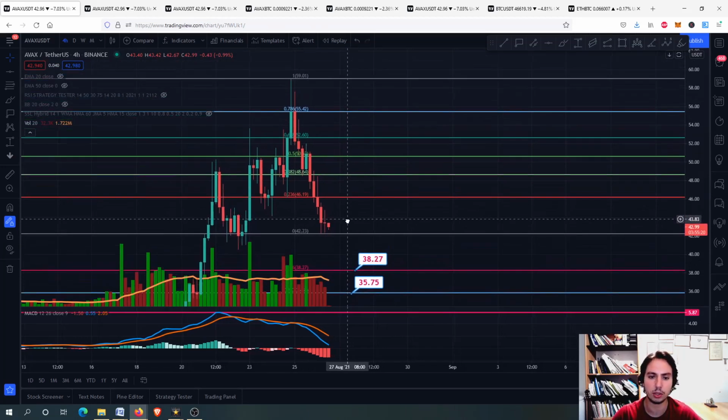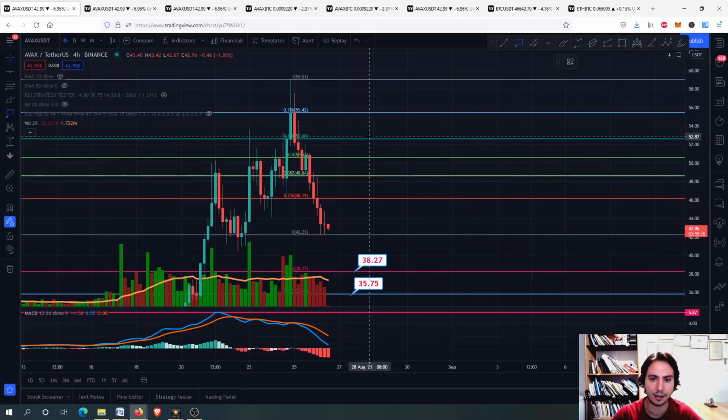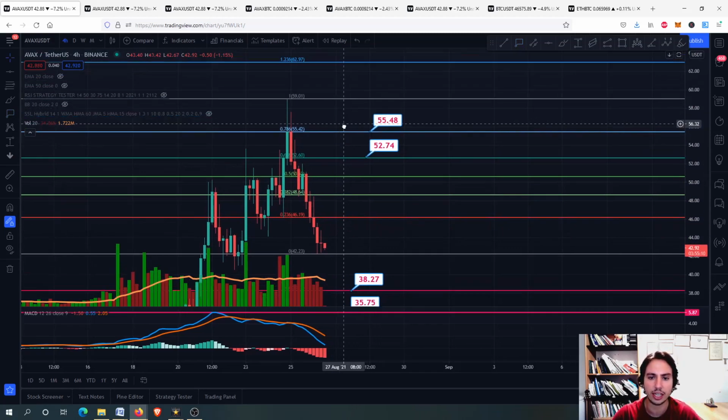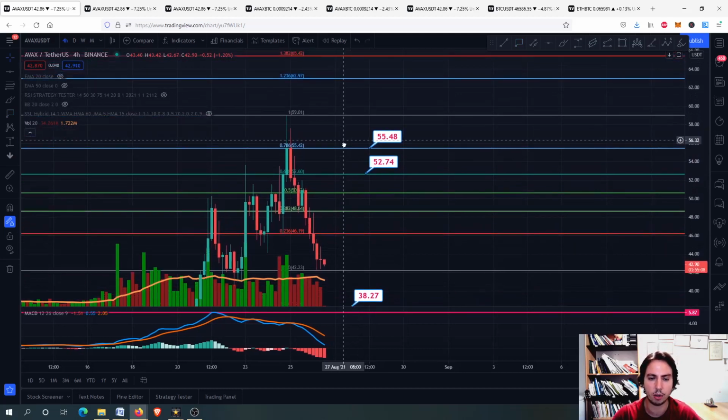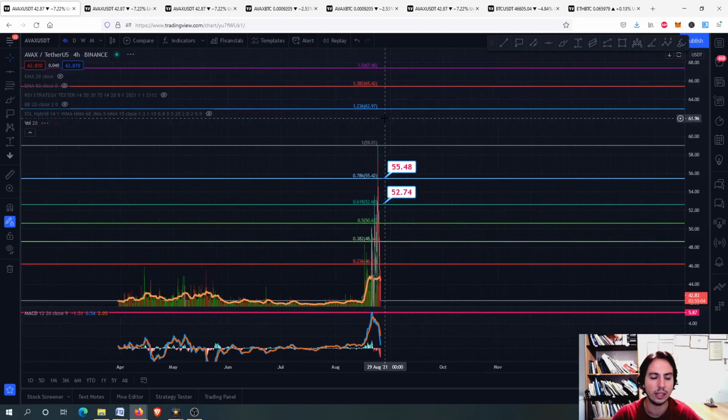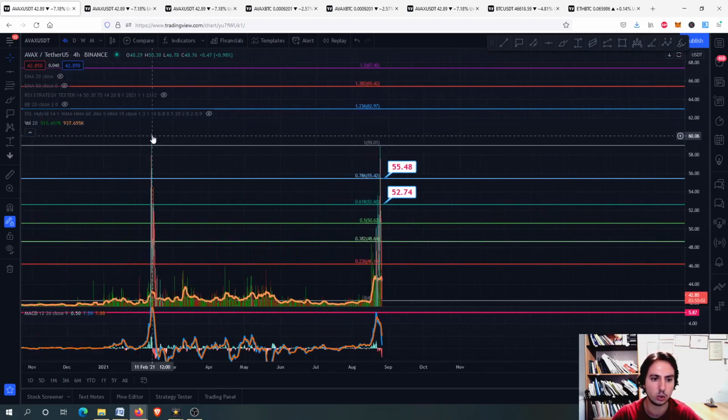We have some important resistance levels to look at. The one is at the 52.74 and the next one 55.48 for now for AVAX, okay? And of course, closing above might get us to 62 Tether USD, around there, which is our next target in case we surpass the previous high on 10th February.